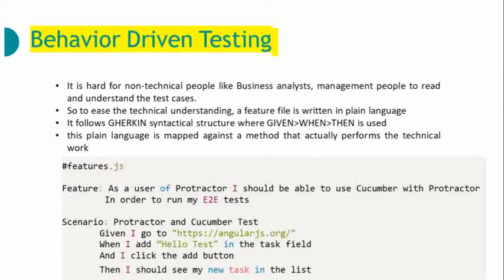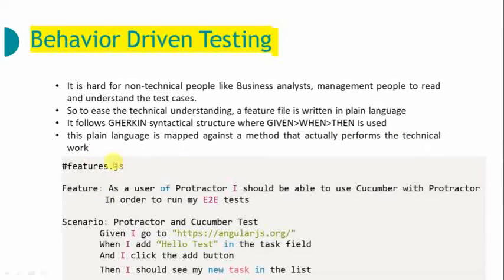Now, what is BDD or behavior driven testing? It is hard for non-technical people like business analysts, management people to read and understand the test cases or the test script that you write in your automation framework. So to ease the technical understanding, a feature file is written in plain English language. It follows Gherkin's syntactical structure where given, when, then is used. This plain language is mapped against a method that actually performs the technical work.